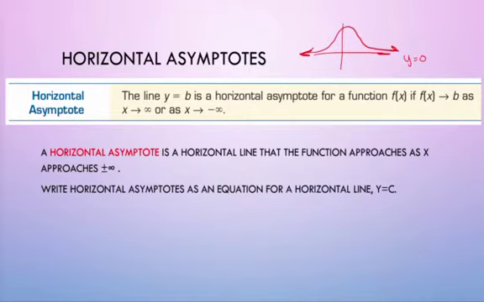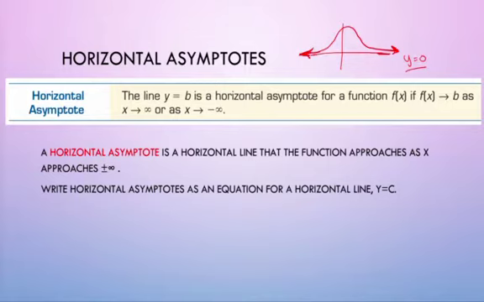Because as x goes to infinity, my y value is getting closer and closer and closer to 0, but never touching it. Same thing at negative infinity. It's getting closer and closer and closer to 0, but never touching. And we write that as the equation for a horizontal line, y equals whatever the value is. In this case, y equals 0.